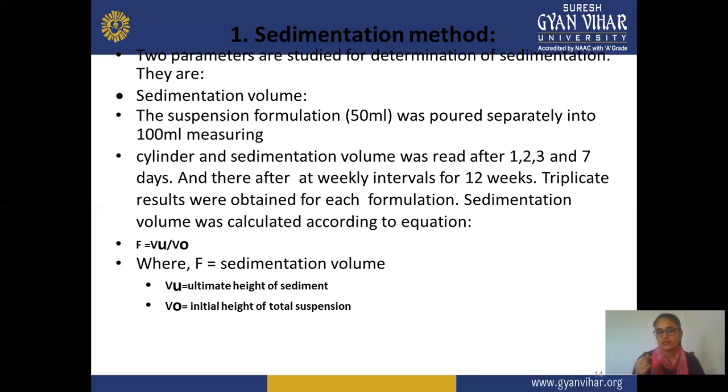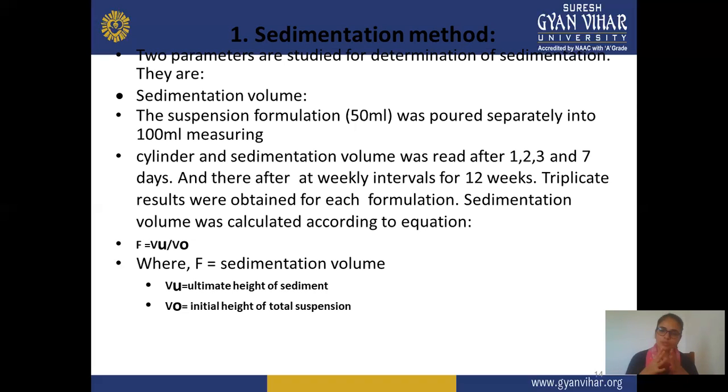Sedimentation volume was calculated according to the equation. At least three readings, or triplet readings, are required. The formula is F equals Vu divided by V0, where F is the sedimentation volume, Vu is the ultimate height of the sediment, and V0 is the initial height of the suspension. V0 means the initial height from the first day. It's a very simple method.